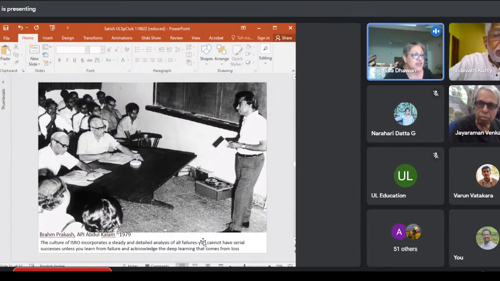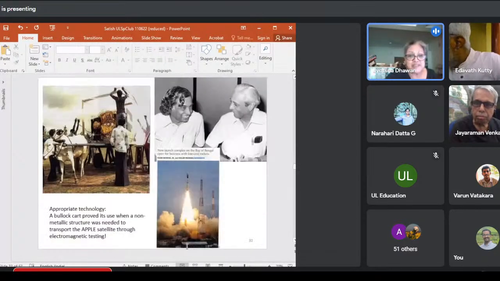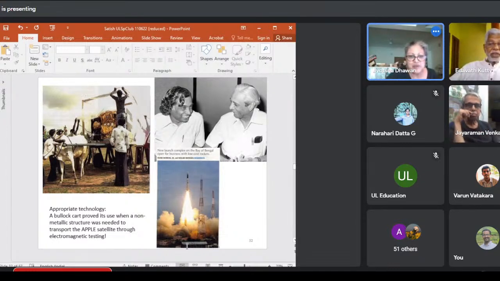Now, the culture of ISRO, as you know, incorporates a very steady and detailed analysis of all failures. You can't have serial successes in a program unless you learn from failure. And you have to acknowledge the deep learning that comes from loss. I want to show you here a very famous picture of this wonderful machine of the Space Department on a bullock cart. It was required when a non-metallic structure was needed to transport the Apple satellite through the electromagnetic testing. So this is a great example of appropriate technology.